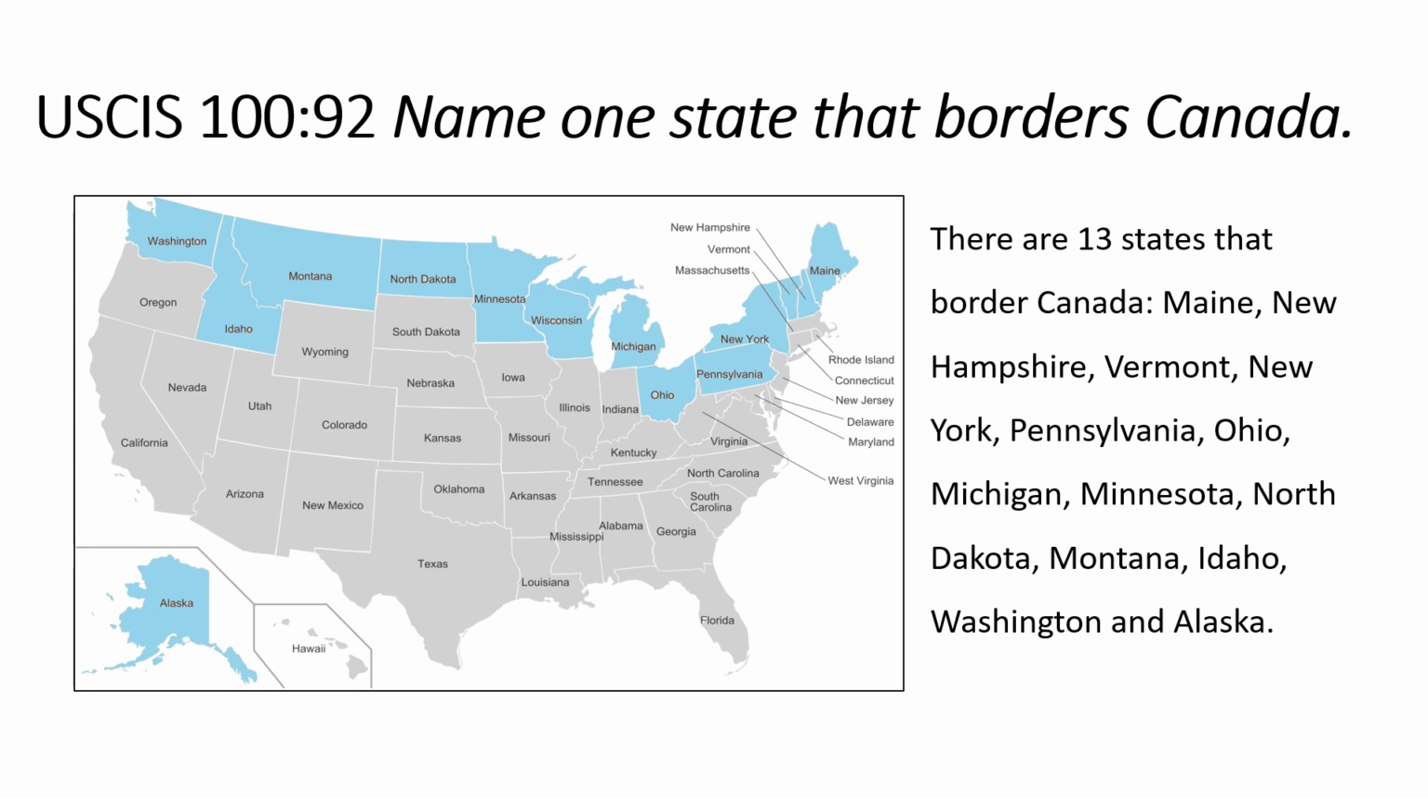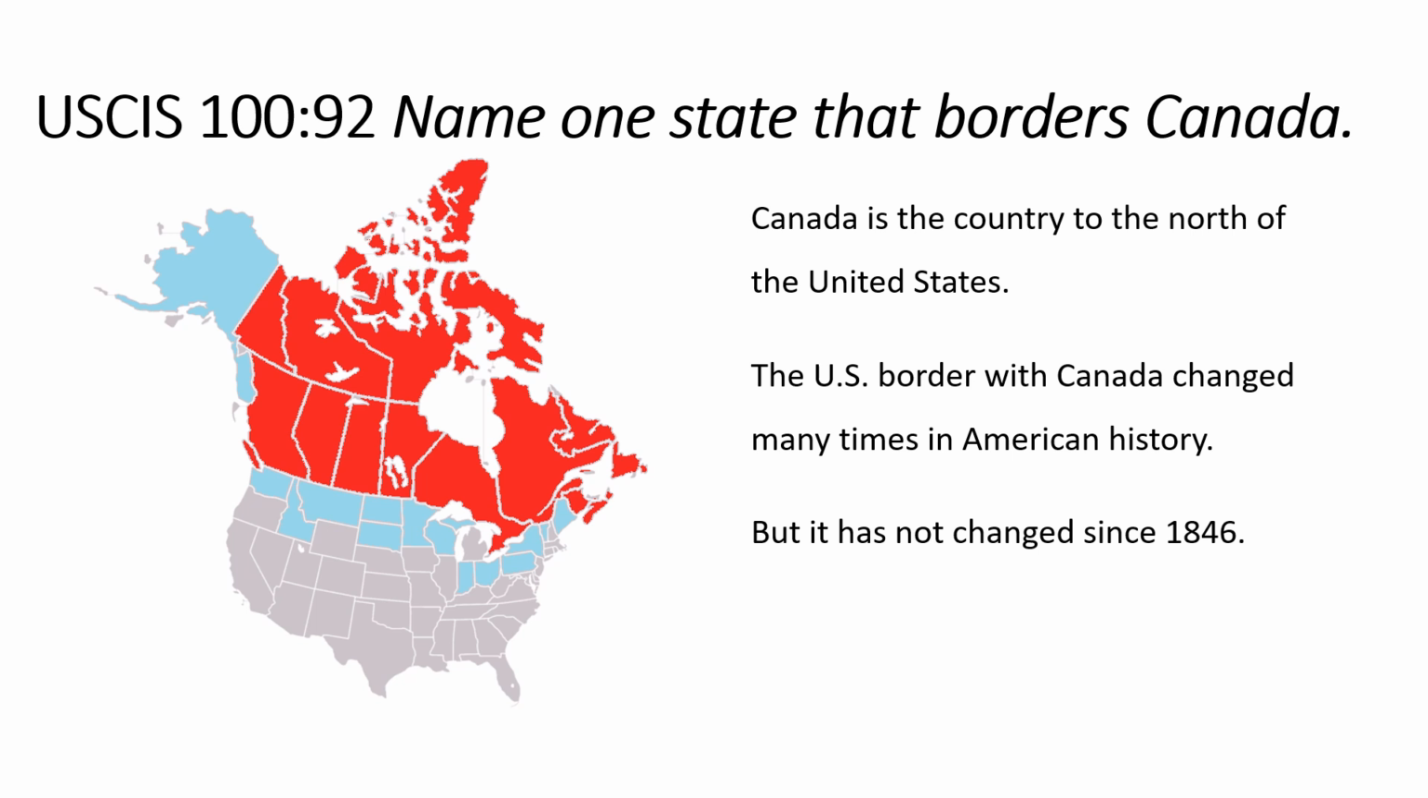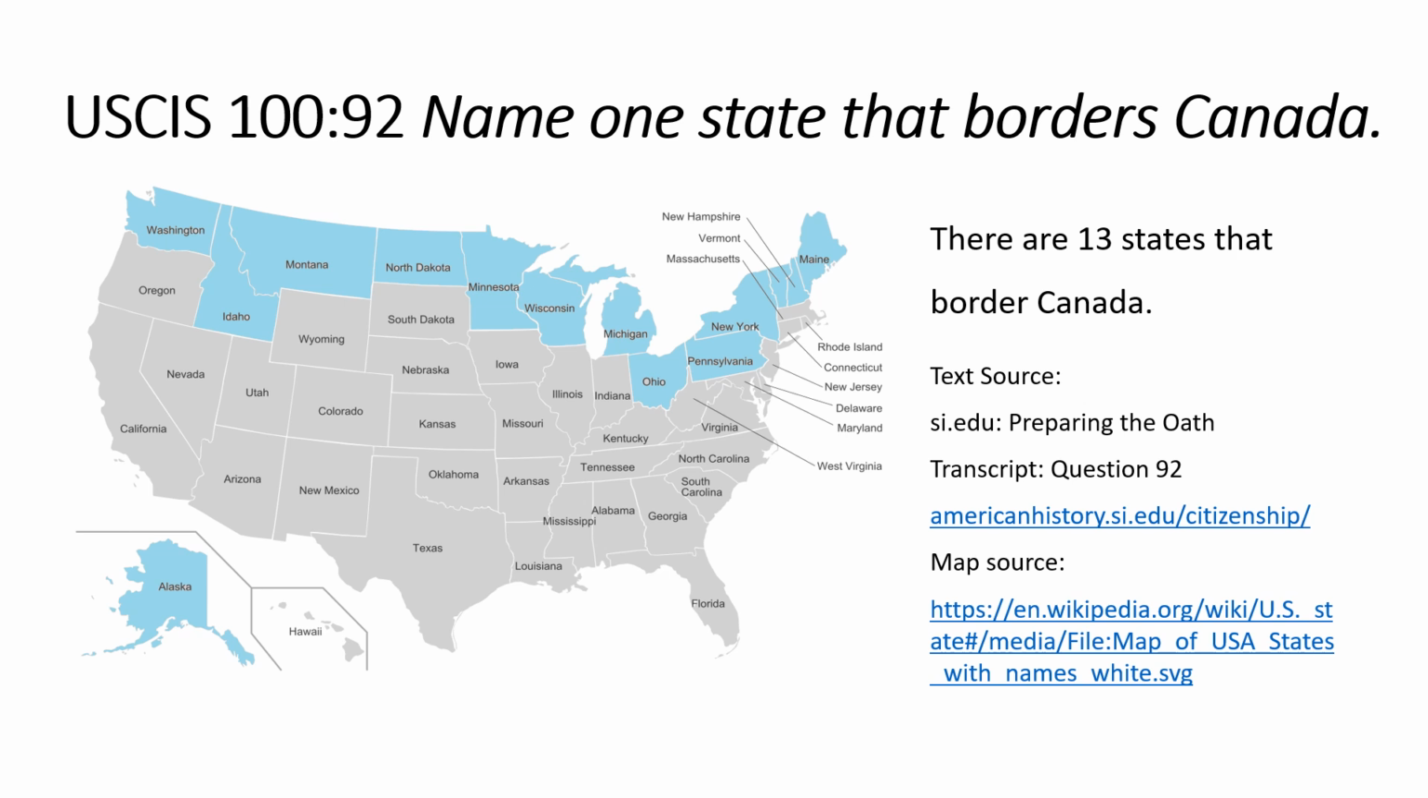Question 92. Name one state that borders Canada. There are 13 states that border Canada: Maine, New Hampshire, Vermont, New York, Pennsylvania, Ohio, Michigan, Minnesota, North Dakota, Montana, Idaho, Washington, and Alaska. Canada is the country to the north of the United States. The U.S. border with Canada changed many times in American history, but it has not changed since 1846. There are 13 states that border Canada.